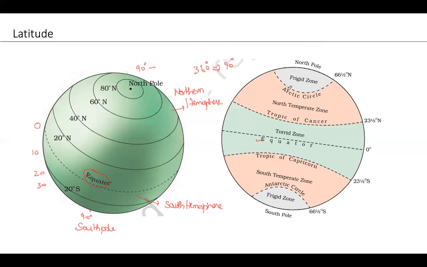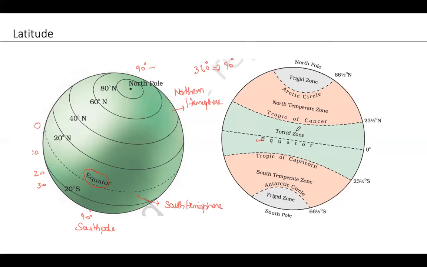Do you know why we call it the Arctic Circle? Because here we have the Arctic Ocean and in the bottom we have the Antarctic Ocean, so it is named like that. And then the North Pole we have here, and the South Pole we have here. I will tell you why this 23.5 degree was considered the Tropic of Cancer and why this 23.5 degree is called the Tropic of Capricorn in the future lessons.